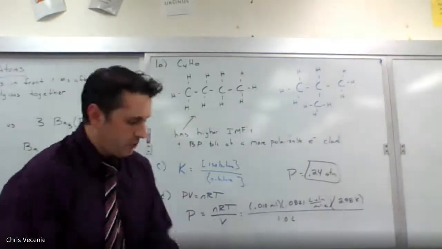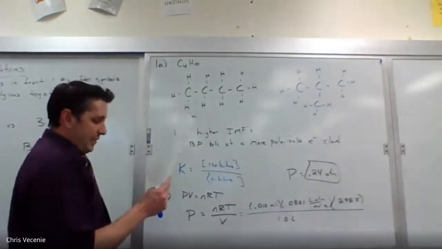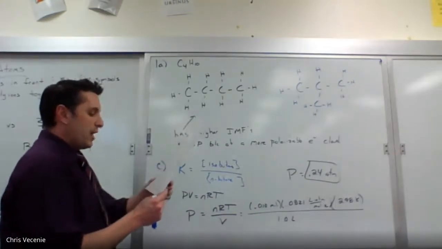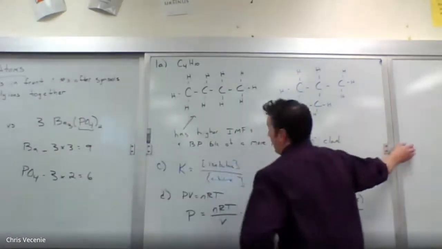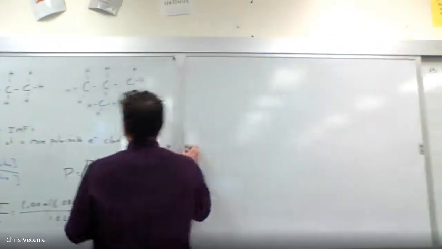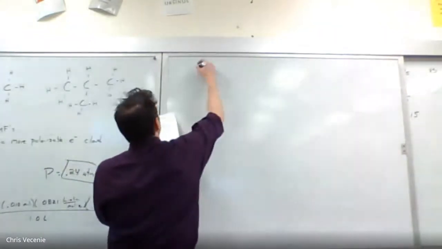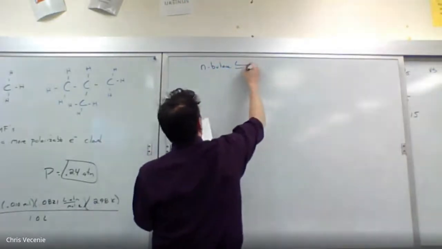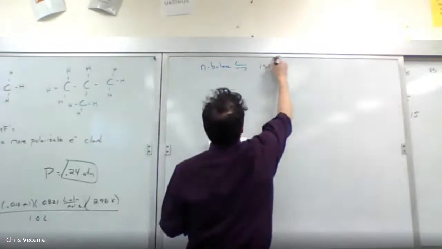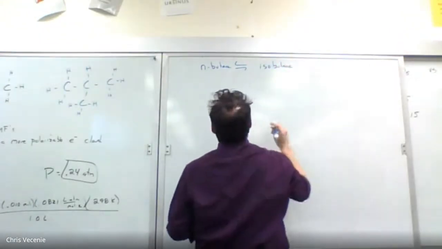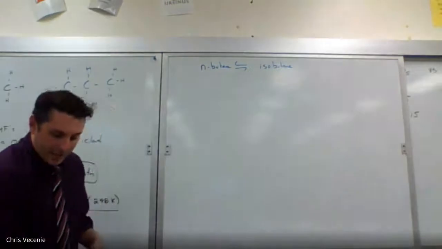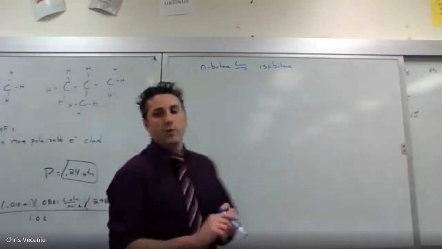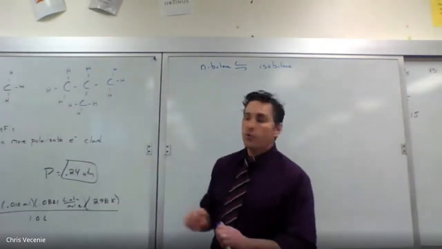All right, then you're into letter E. E says the N-butane reacts until the equilibrium has been established. Calculate the total pressure in the container at equilibrium. All right, so let me go ahead and list our equilibrium. Here we've got the N-butane in equilibrium with the isobutane. Now, they're asking, calculate the total pressure in equilibrium. So you knew your initial pressure was what we got right back here, the 0.24 atmospheres.